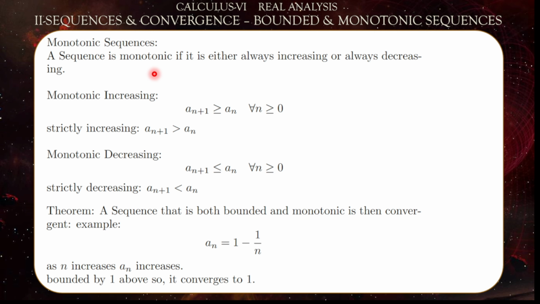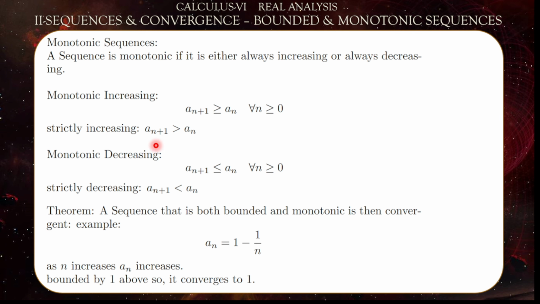Monotonic sequences. A sequence is monotonic if it's either always increasing or always decreasing. If it's monotonic increasing, then an plus 1 is greater than or equal to an for all values of n greater than 0. In other words, all the subsequent terms for the sequence an are greater than the previous terms. For whatever an plus 1, or the value of a term at n plus 1 index, is greater than the value of the term right behind it at index n.